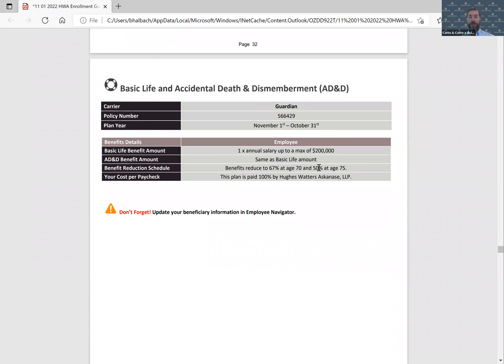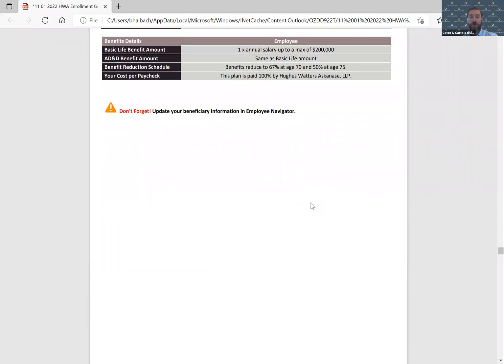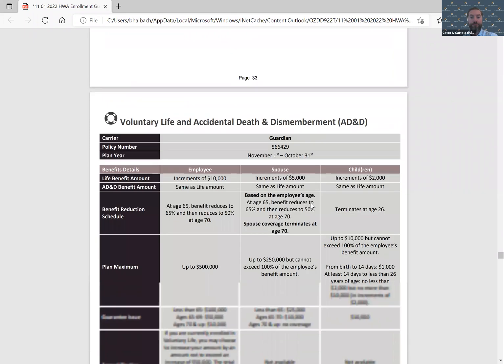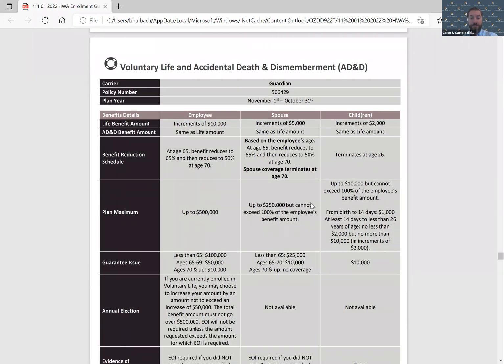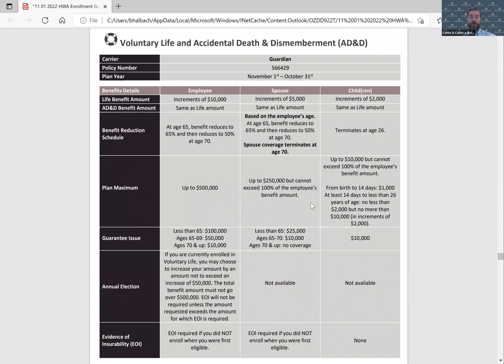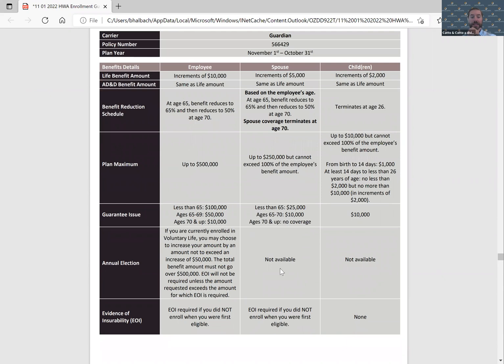This is where we talked about earlier in our time together: your beneficiary, Employee Navigator will bother you for that. So it's through Guardian, and the plans are paid for entirely by the firm. And if you want extra life insurance, then most of you, unless you're a brand new person and this is your first time, will likely have to do evidence of insurability. That means if you want more than the basic life, and this isn't your first time, then you will have to apply for it.